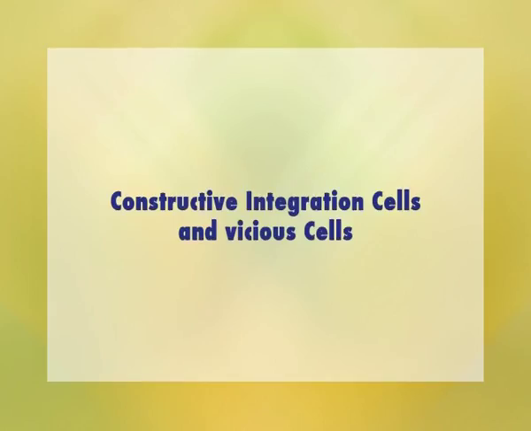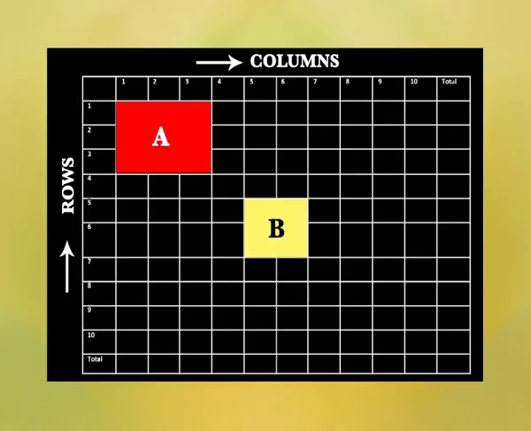The cells corresponding to the numbers 4 and 5 in the column and the row are known as content cross cells. If these are overloaded, they reflect the teacher's emphasis on the subject matter. Now, seventh, constructive integration cells and vicious cells. Two areas that are most sensitive to the positive and negative aspects of social skill in the teacher-student relationship are area A, which might be called constructive integrative cells, while area B is called vicious cells.